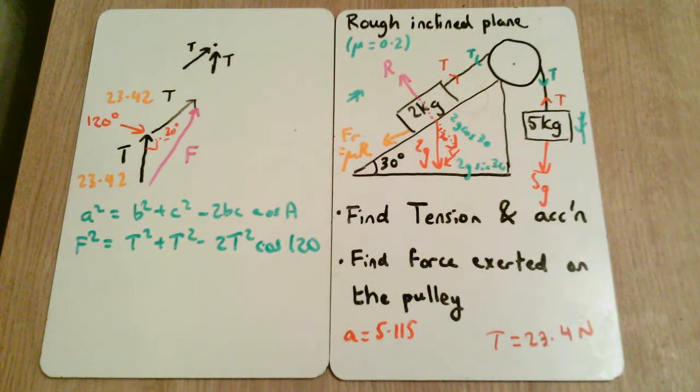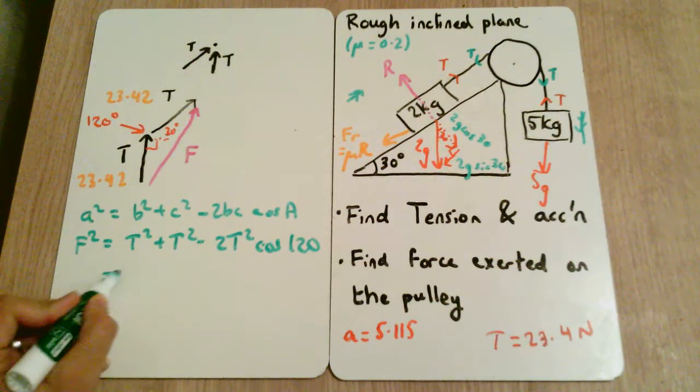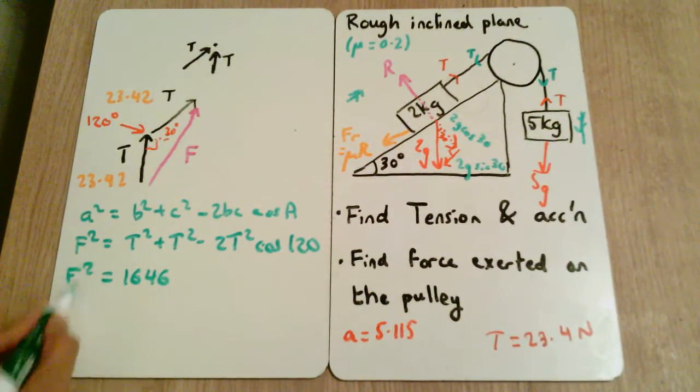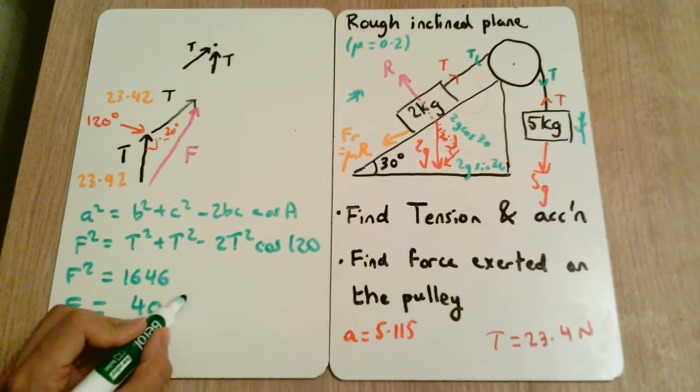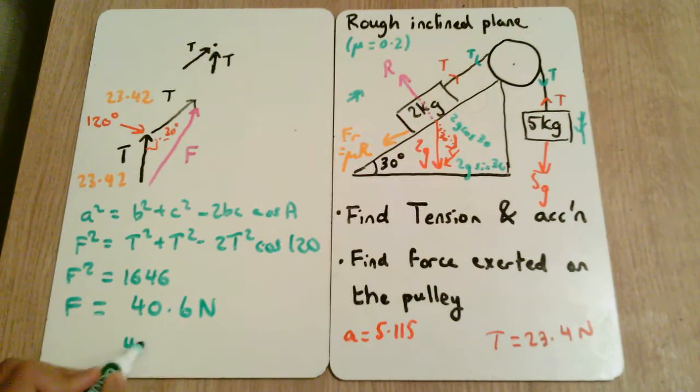And all we are going to do now is substitute our value into the equation. So we get T squared plus T squared minus 2T squared cos 120. That gives you a value for F squared equal to 1,600.46. That means F is now equal to a value of 40.6 newtons, or 40.57 newtons.